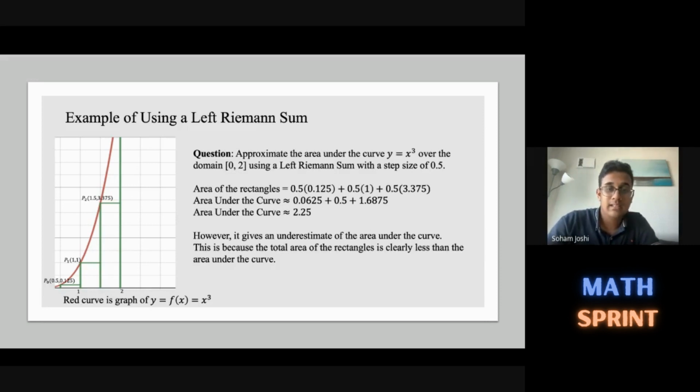However, remember in this case, the left Riemann sum is giving an underestimate of the area under the curve. This is because the total area of the rectangles is clearly less than the area under the curve, which we're trying to find. Another general rule that you should know, you can understand this idea again if you visualize it graphically. When a function is increasing, the left Riemann sum is an underestimate of the area. When a function is decreasing, the left Riemann sum is an overestimate of the area under the curve. This rule is kind of like the opposite of the rule for the right Riemann sum.